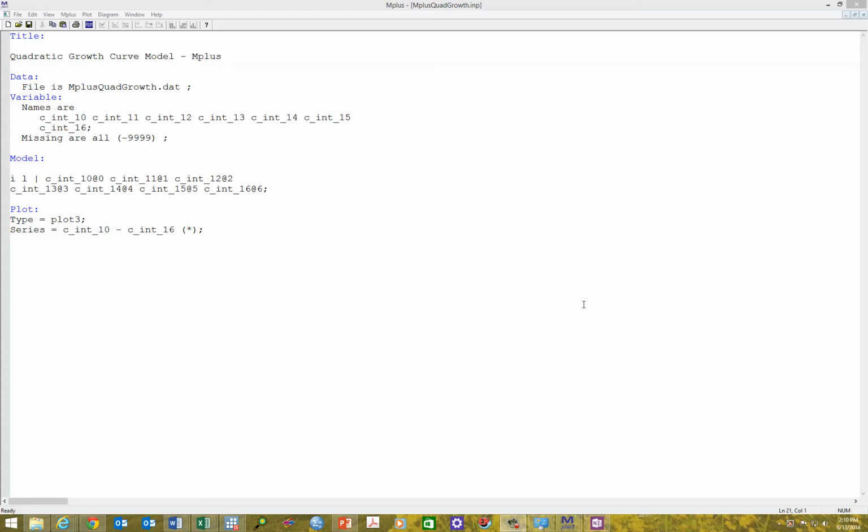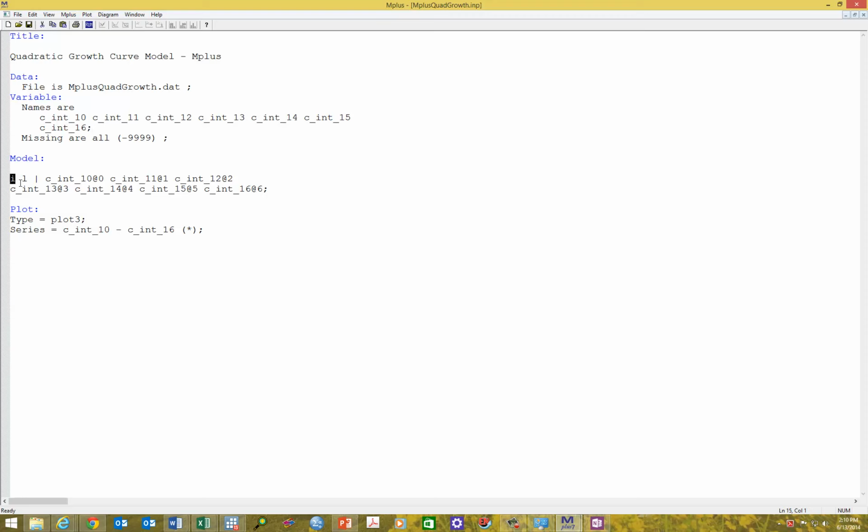This is a demonstration on how to fit a quadratic growth curve model using M+. And the data that we're using here is child internalizing problems from age 10 to age 16. So here we have our variables, 7 variables, age 10 to 16, all summary scores of an internalizing scale that they took every year.